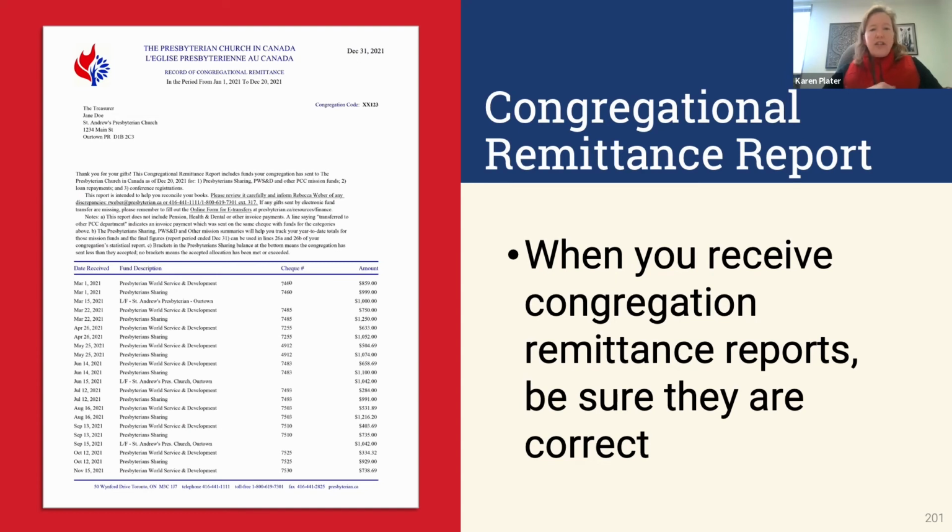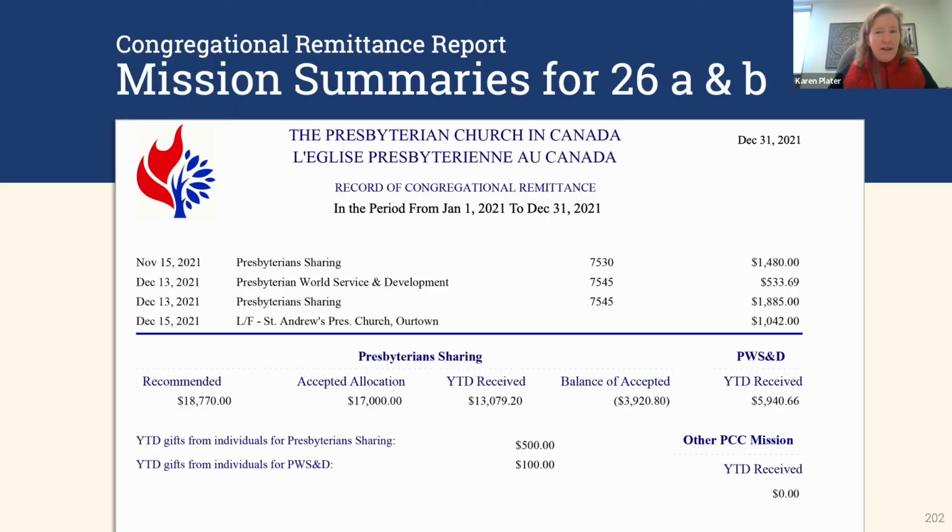So this is the congregational remittance report. When you get the congregational remittance report, at first, go over all the numbers and make sure that they are correct. This one for congregation St. Andrew's Presbyterian Church has very many, and we'll go to the next one. Next slide. At the very end of the congregational report is a summary document. We've tried to make this as easy as possible for you.